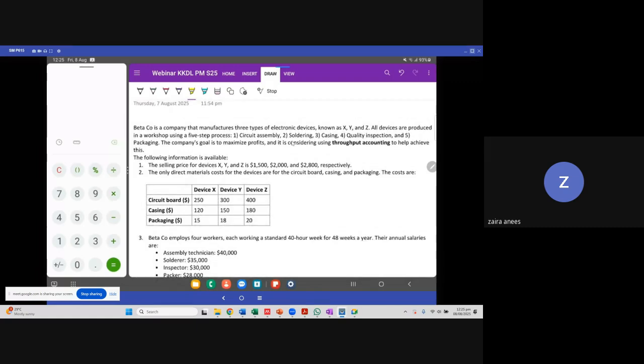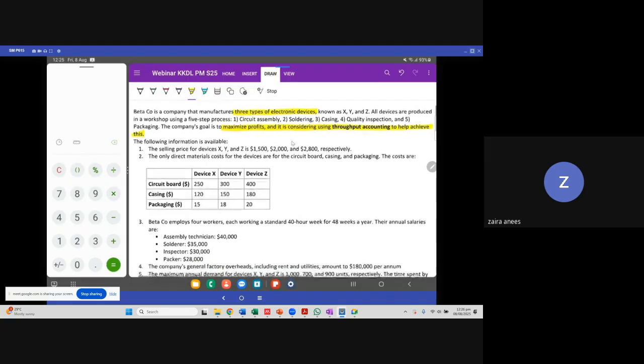Beta company is a company that manufactures three types of electronic devices known as X, Y, and Z. All devices are produced in a workshop using a 5-step process: circuit assembly, soldering, casing, quality inspection, and packing. The company's goal is to maximize profit and it is considering using throughput accounting to help achieve this. The following information is available.